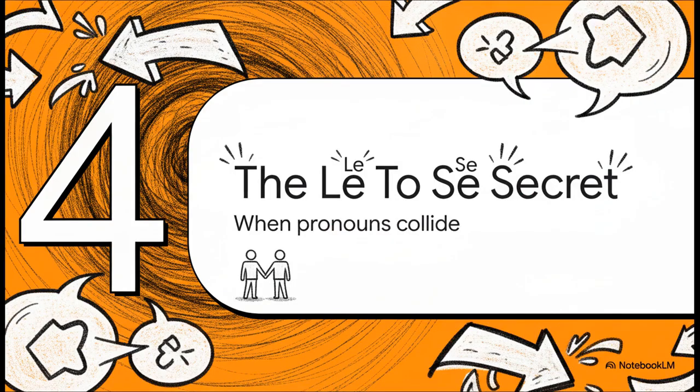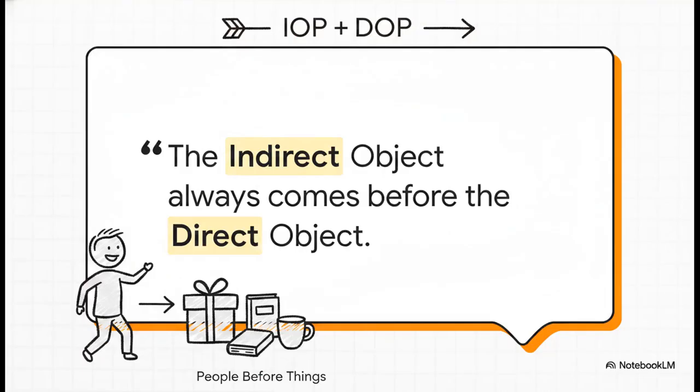Which brings us to Section 4, the le to se secret. All right, so what happens when you need to use both an indirect and a direct pronoun in the exact same sentence? Well, the first collision rule is honestly a pretty great life lesson as well as a grammar rule. People before things. The person, which is your indirect object pronoun, always takes priority and goes right before the object, your direct object pronoun. IOP plus DOP. It is always in that order, no exceptions.